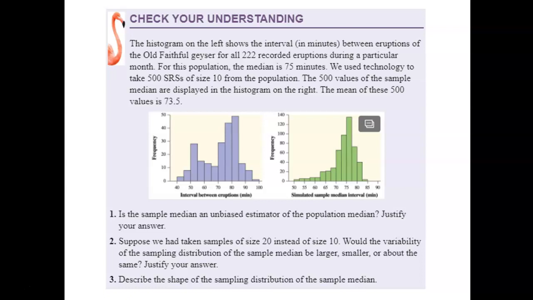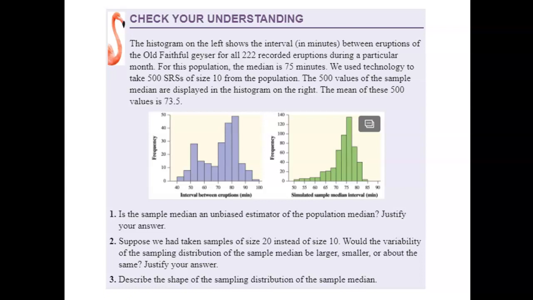It's not everything, but for this population, the median is 75 minutes. We use technology to take 500 simple random samples of size 10 from the population. Okay, I misspoke. They're calling it a population. My bad. So 500 simple random samples of size 10. And then the 500 values of the sample median are displayed in the histogram on the right. So the mean of those is 73.5.